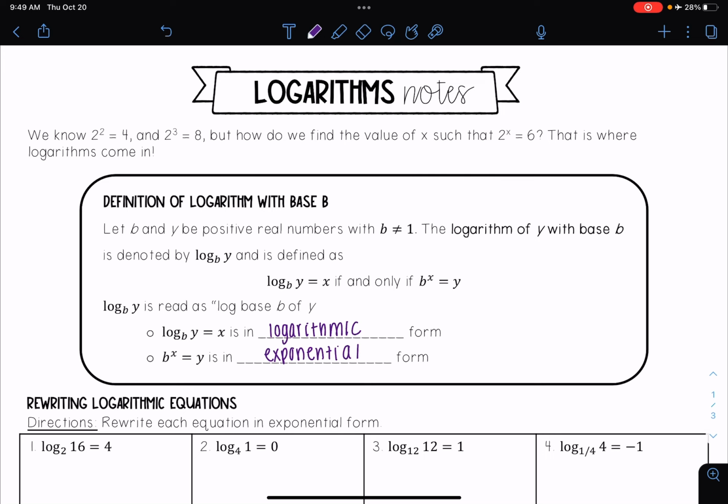So for example, with this 2 to the x equals 6, I can rewrite that into logarithmic form, and that would be that x is equal to log base 2 of 6. So these two forms are equivalent to each other, and logarithmic form helps us find the value of that exponent that makes that equation true.